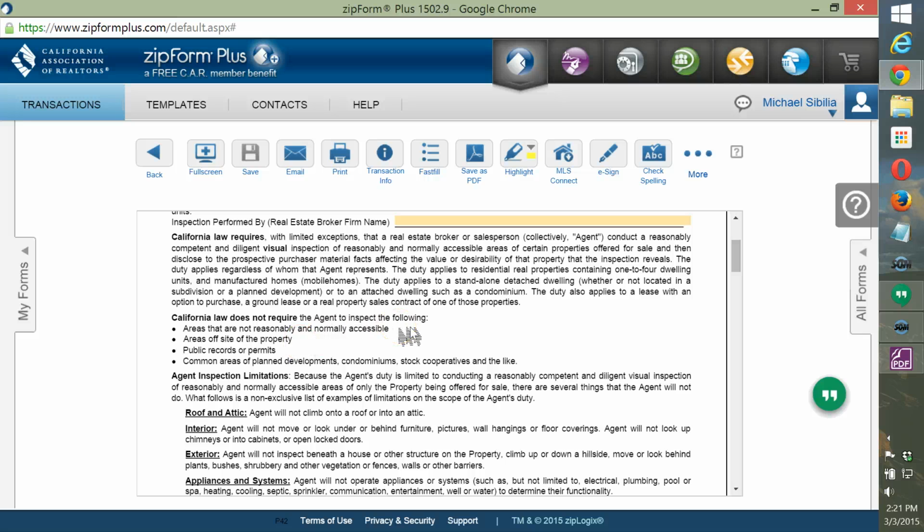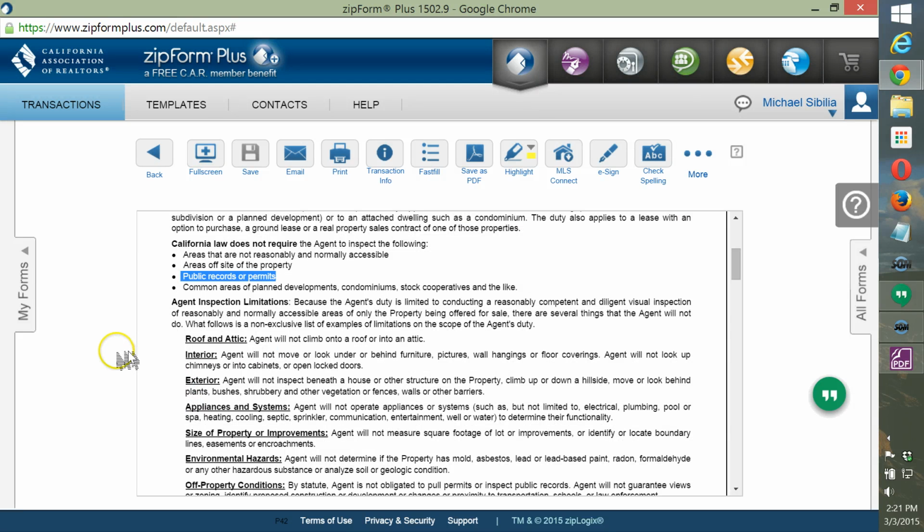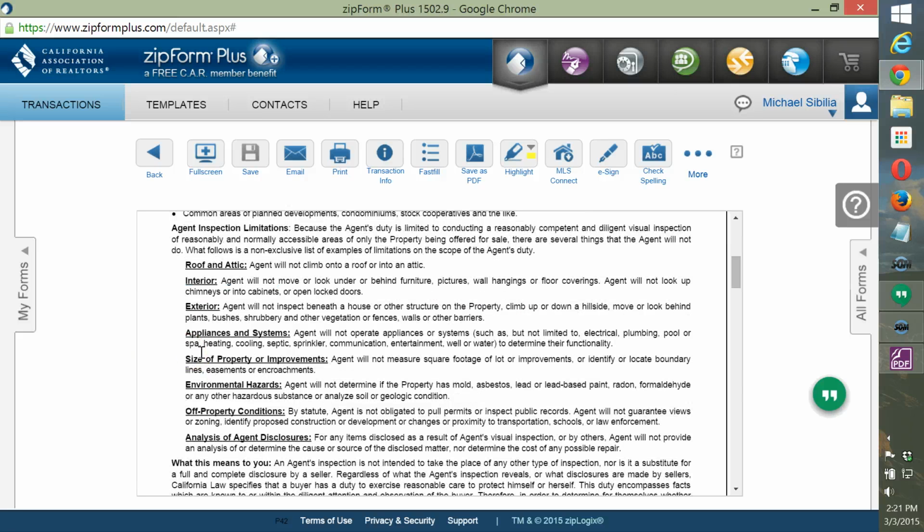You don't have to pry up floors. You don't have to crawl in the attic. Areas off site of the property. So, by the way, is it possible that things are going on in the neighborhood that might concern the buyer? You're not required in this disclosure to do investigations, because they're off site. You might want to point it out to the buyer. You might want to disclose it. Public records or permits are not part of this. It's not your duty, representing either the buyer or the seller, to go down and pull permits. However, they may ask for that. They may want you to. That's something else. Common areas, you're not supposed to do that.